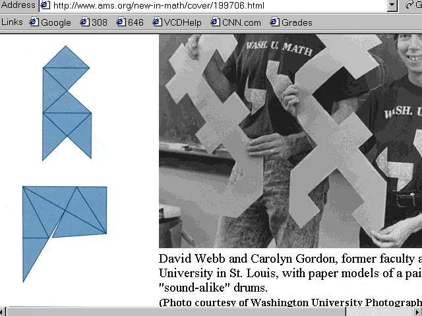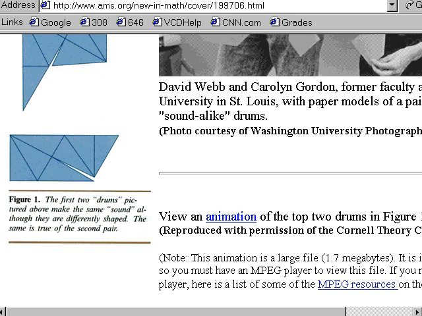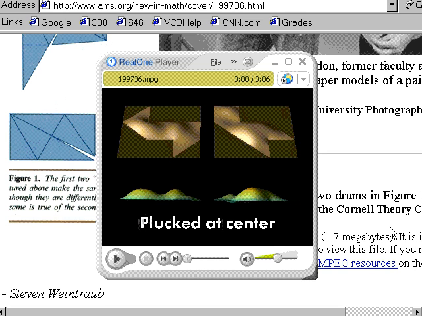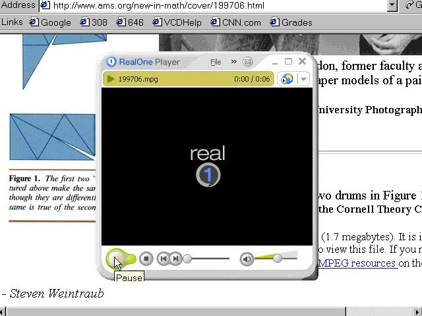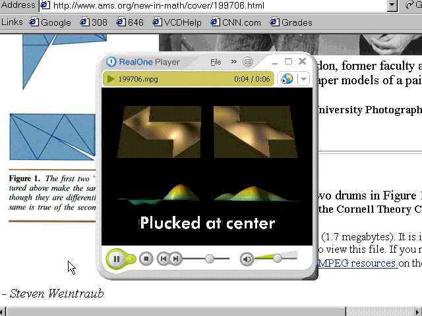I believe these are 2 of the authors of it. So here there's an animation of the 2 drums. Let's see if the MPEG will actually play. Let me pause this. Okay, I've downloaded a picture. I'll see if this will actually go through. I'll play it through several times.